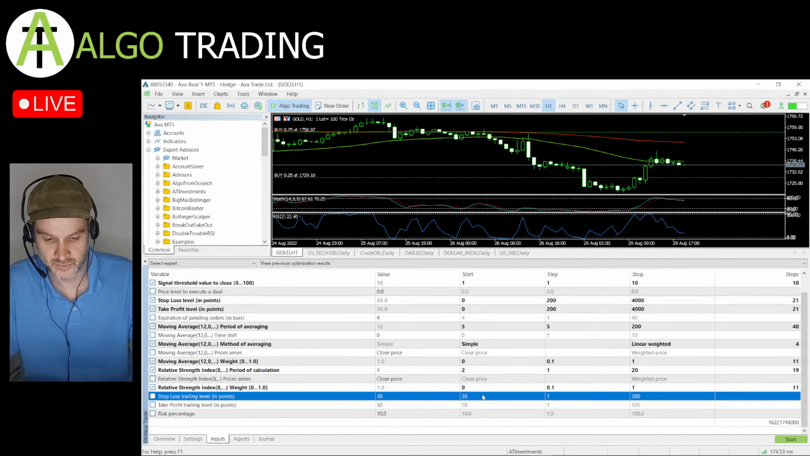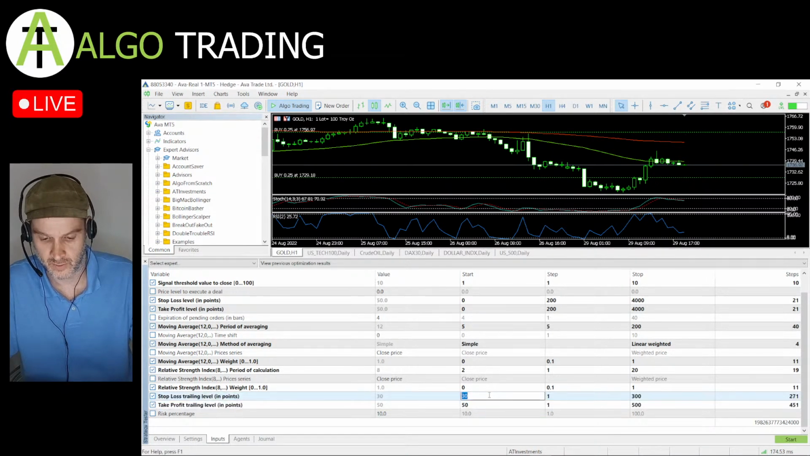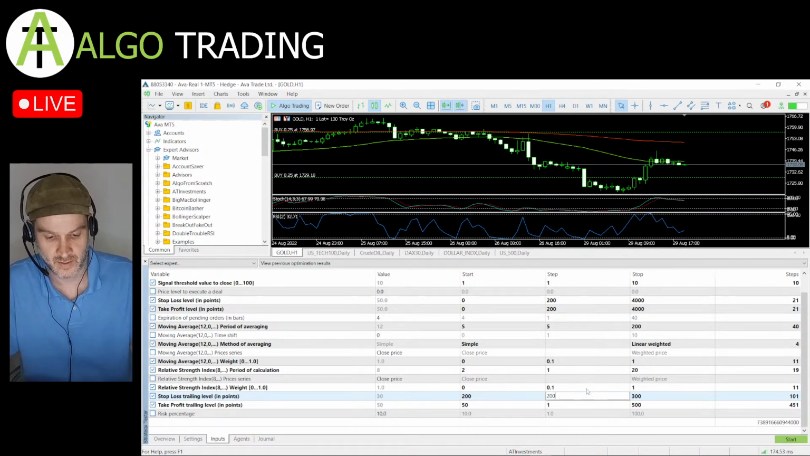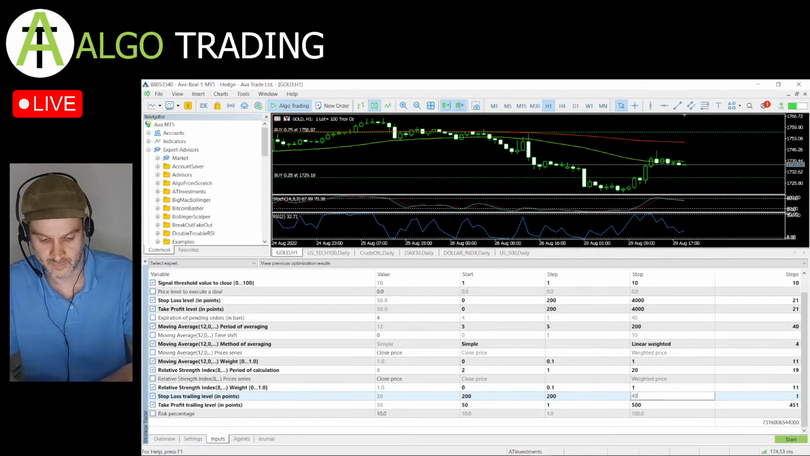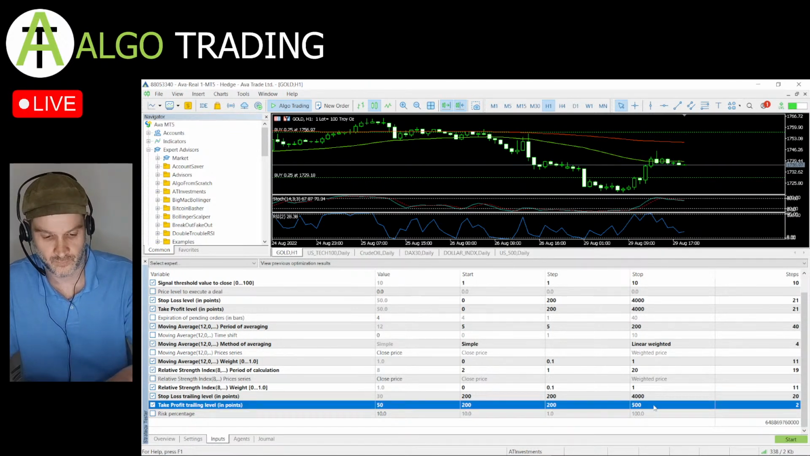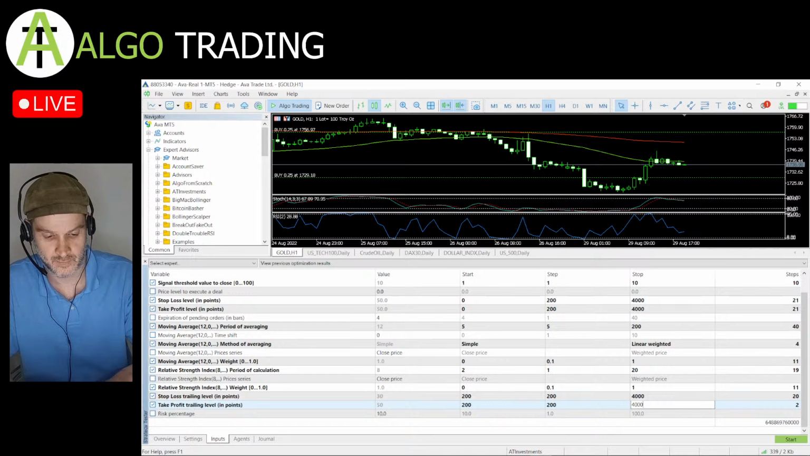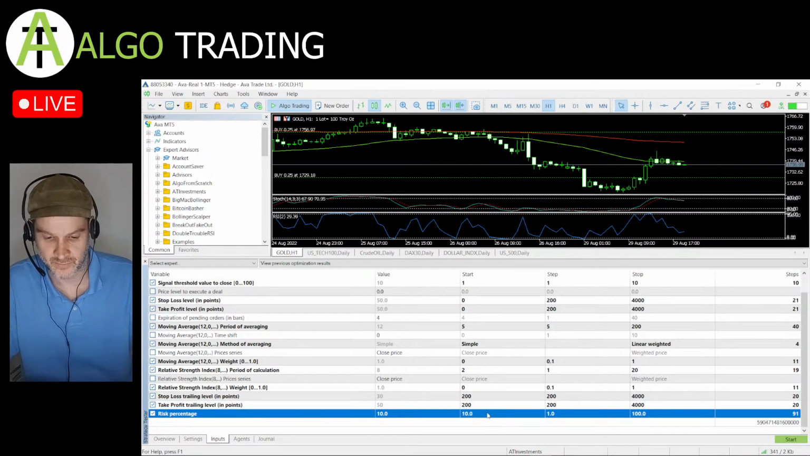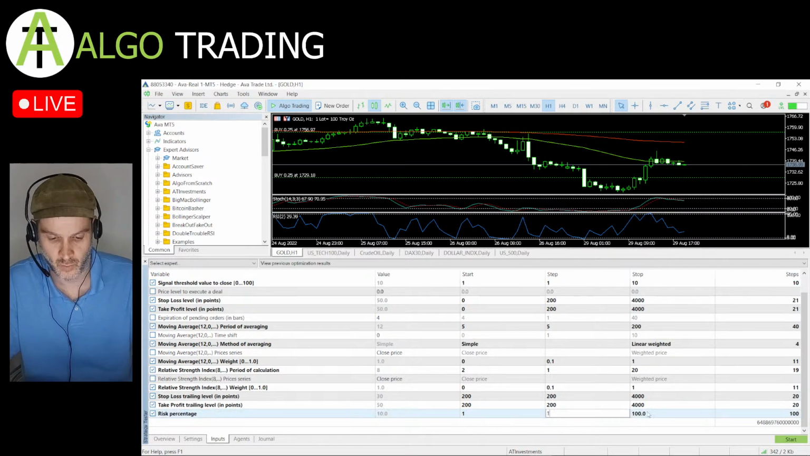For stop loss and trailing stop, we're going to start at 200, go up in steps of 200, again to 4,000. Our risk in percentage, let's see what the best risk is. We'll start at 1, go up in 1, and we won't risk more than 5% of our equity per trade.